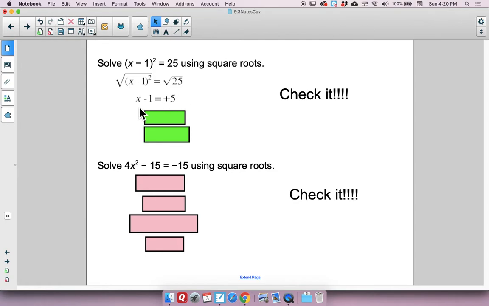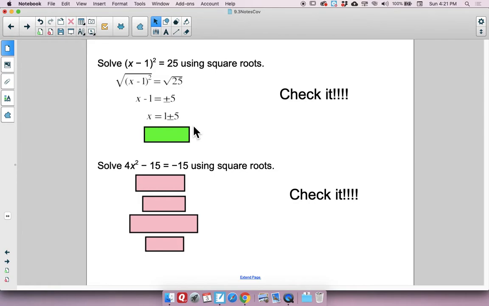So what we're going to do first, we got to get x by itself. So, I jumped the gun. I'm so excited to play the cover-up game. So first thing we have to do is get x by itself. So let's add 1 to both sides. So we have 1 plus or minus 5. Or you might have written it as plus or minus 5 plus 1. Doesn't really make a difference, commutative property.